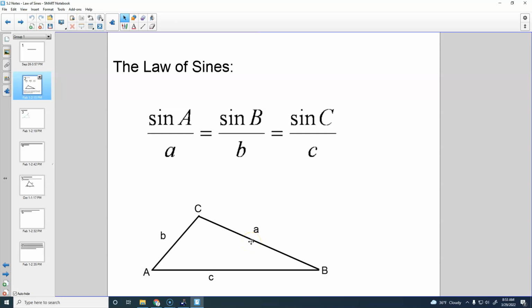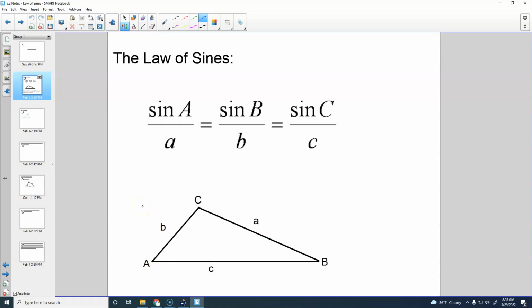So sometimes you will have these given to you, and they won't give you a picture of the triangle. They'll just tell you capital A is 20 degrees, lowercase a is 7. So they'll just give you that information. So assume that the lowercase letter is across from the angle that goes with it.